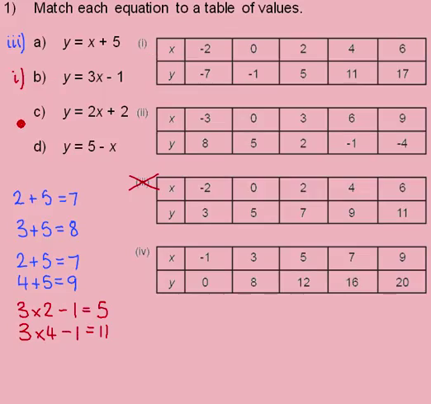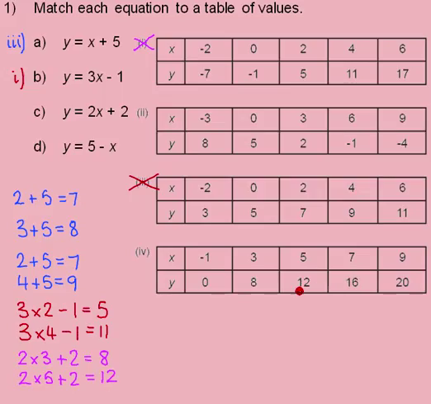Now I'm going to look at C. And I know now that I've eliminated this one as well. If I start here by putting the 3 into this equation, I get 2 times 3 plus 2, which is 6 plus 2, so that's 8. That doesn't match. Let's try this one. I'm going to put the 5 into the equation. So that's 2 times 5 plus 2. That's 10 plus 2, so that's 12.